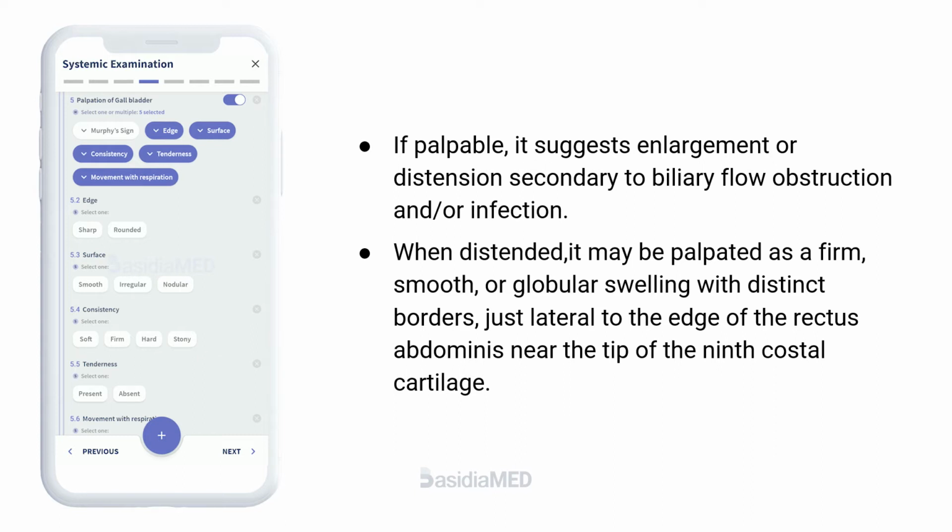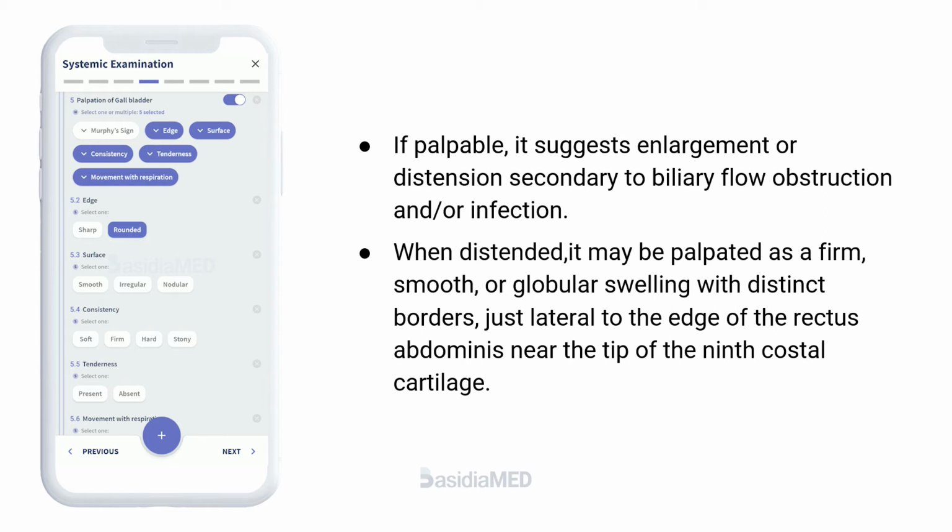When distended, it may be palpated as a firm, smooth, or globular swelling, with distinct borders, just lateral to the edge of the rectus abdominis, near the tip of the 9th costal cartilage. Its upper border merges with the lower border of the right lobe of the liver or disappears beneath the costal margin and therefore can never be felt.